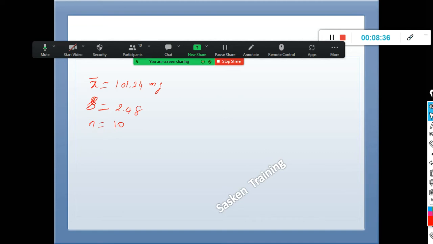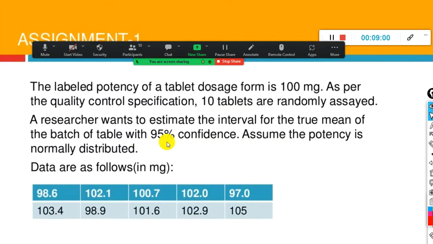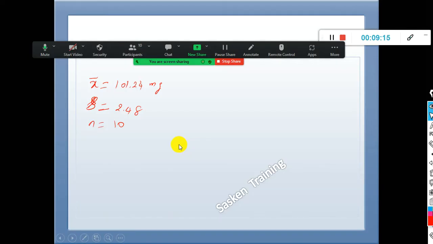Here we need to find out the average potency. Let me read out the question one more time. A researcher wants to estimate the confidence interval for the true mean of the batch of tablets with 95% confidence. How will you find the confidence interval? How many of you remember the confidence interval formula?